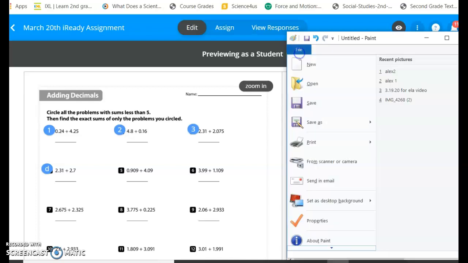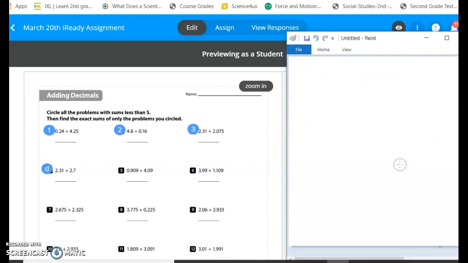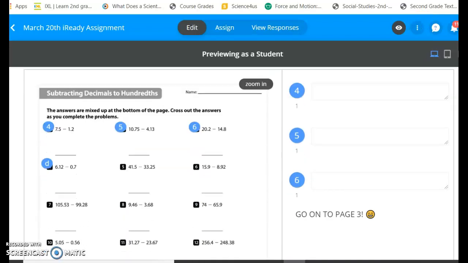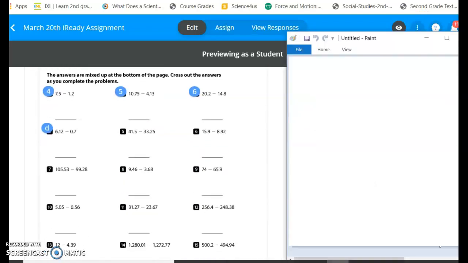All right, so let's go down now and do at least one subtraction problem, because I think you'll be fine with subtraction if you know the addition. So let's look at number six. I'm going to do number 6 up here. My problem is 15 and 9/10 minus 8 and 92 hundredths.